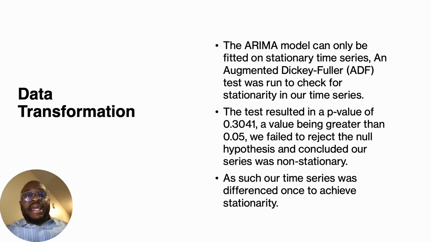In the previous slide, we mentioned that one of the techniques we utilized was ARIMA. This technique can only be used on stationary time series, and as a result, we had to run an ADF test to check for stationarity in our time series. The test resulted in a p-value of 0.3, much greater than 0.05, and hence we failed to reject the null hypothesis and concluded that our series was non-stationary. As a result, we had to difference our time series once to achieve stationarity.